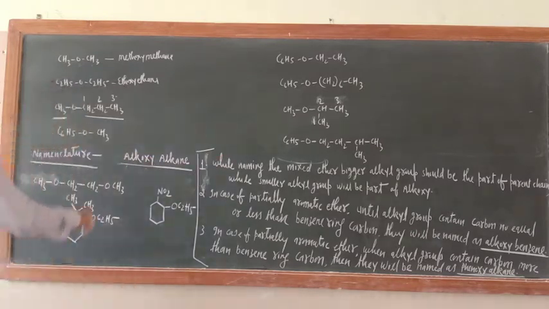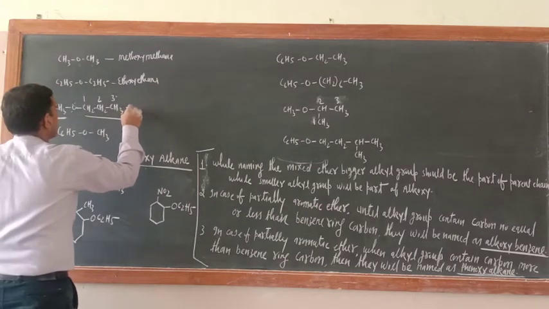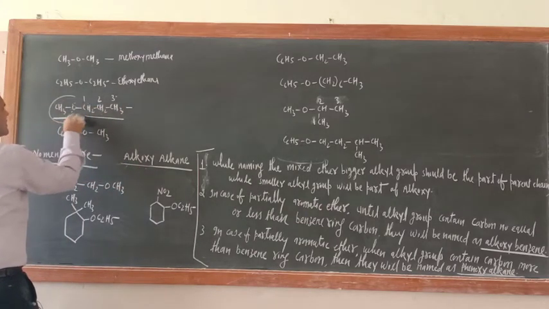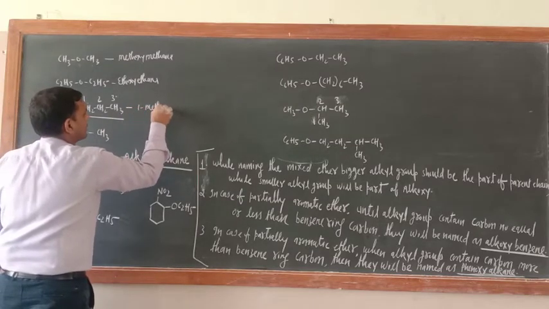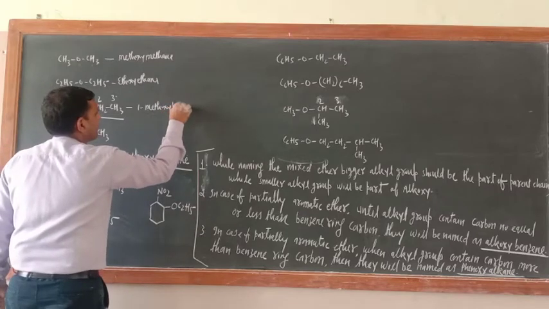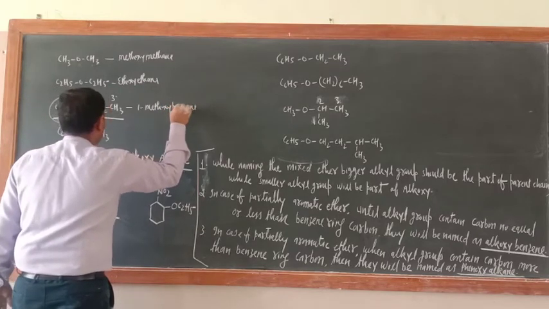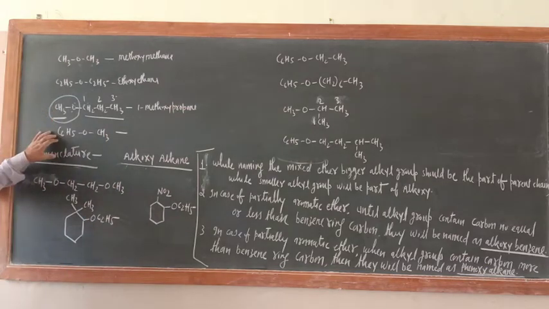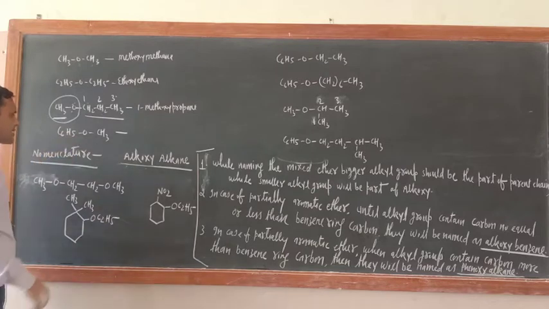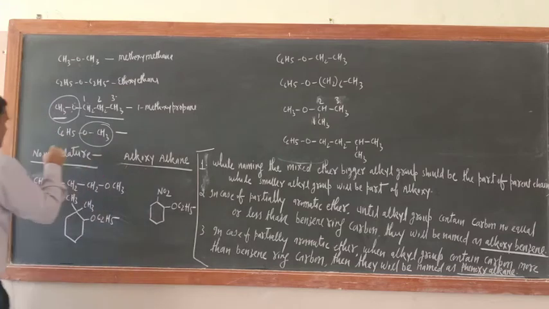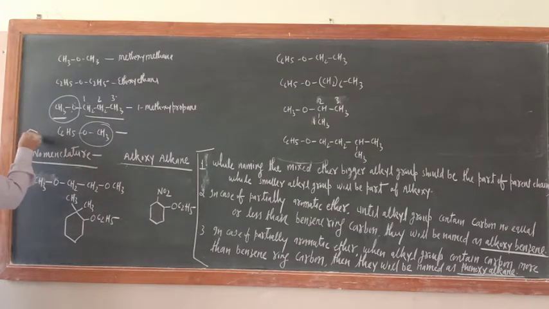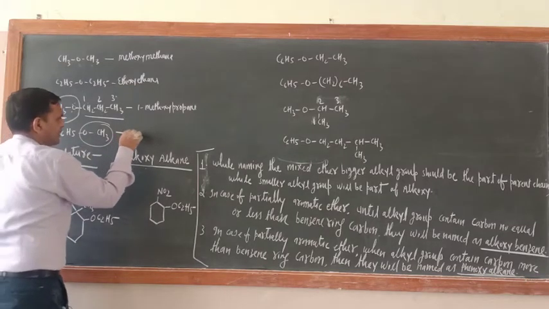So what would be the name of this one? At number one, which group is there? Methoxy. So 1-methoxypropane. And here, this is also a kind of unsymmetrical ether. In such a case, this is methoxybenzene. If you see their structure, it would be like that. This is methoxybenzene.